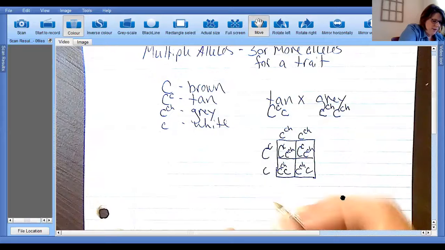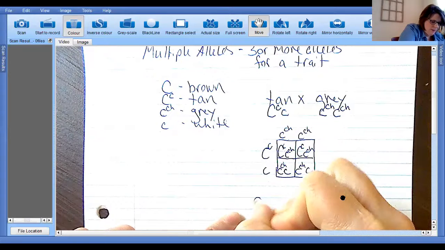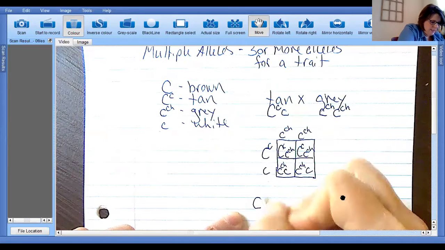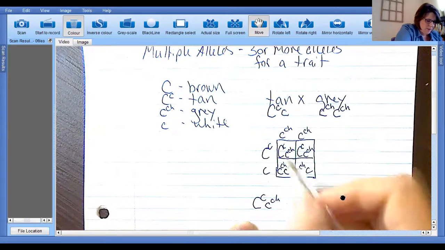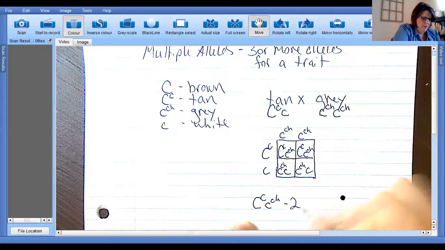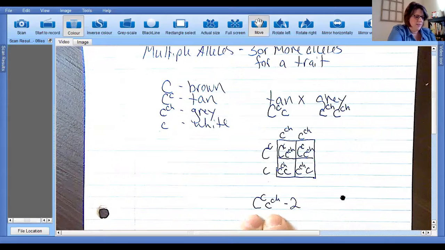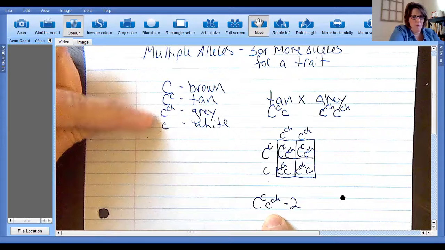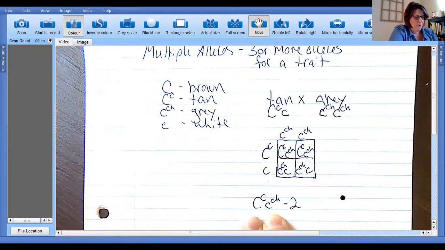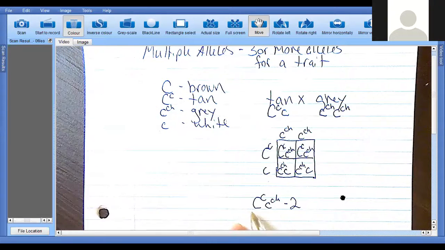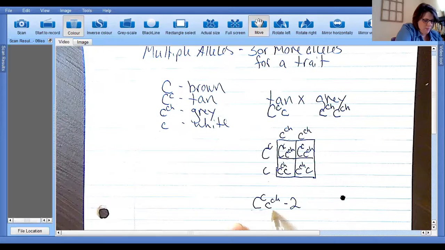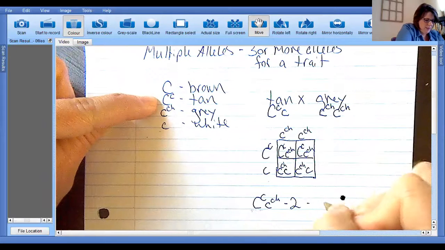So let's look at our offspring here. Our possible genotypes, we've got big C, C, little c, CH. And there's two of those, right? So both of those are the same genotype. Did I do that? Yeah, I did that right. Okay, so what would this phenotype be? Would it be brown, tan, gray, or white? It would be tan. So you're going to look at the most dominant allele. So what is that most dominant allele? So two of these are going to be tan.